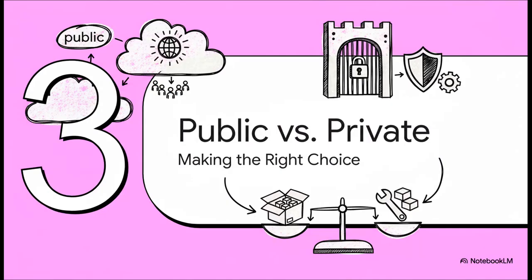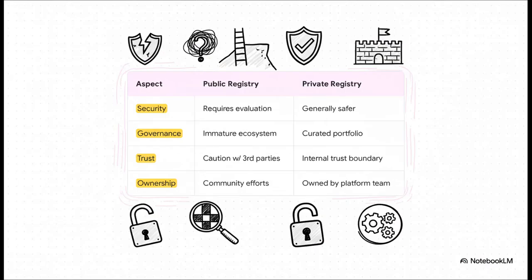Okay, so you're convinced you need one. The next logical question is, do you go with a public, off-the-shelf registry, or do you build your own private one? Let's break down the trade-offs here. So if you look at the trade-offs, public registries can definitely get you started quickly, but that ecosystem is still pretty new, so you have to be really careful about security. On the other hand, a private, internal registry is generally going to be safer and lets you build a curated portfolio of tools that your organization implicitly trusts. It really becomes a core piece of your own infrastructure.